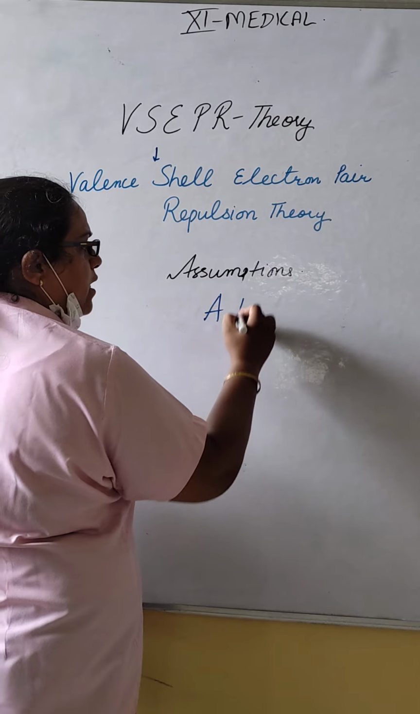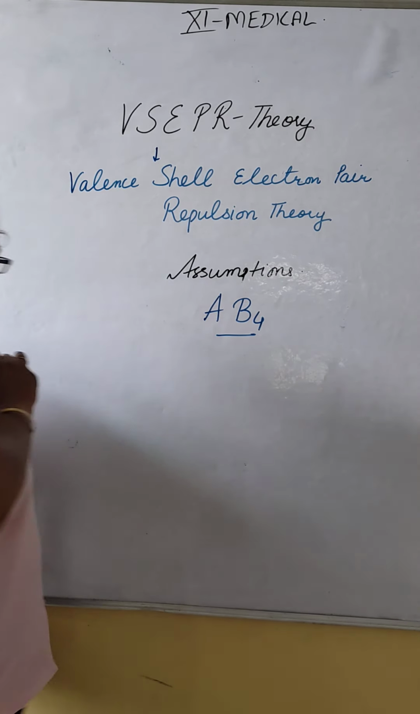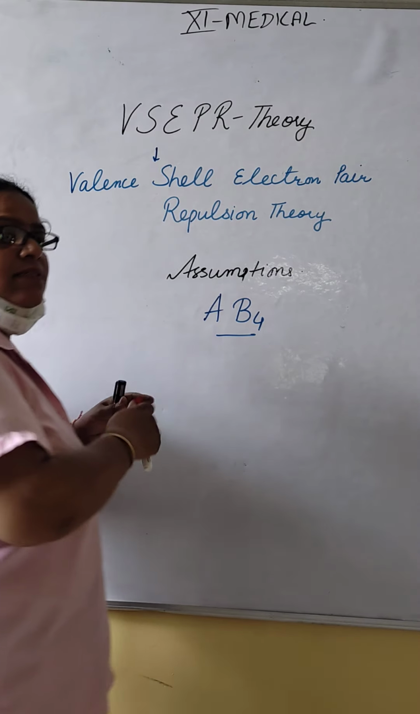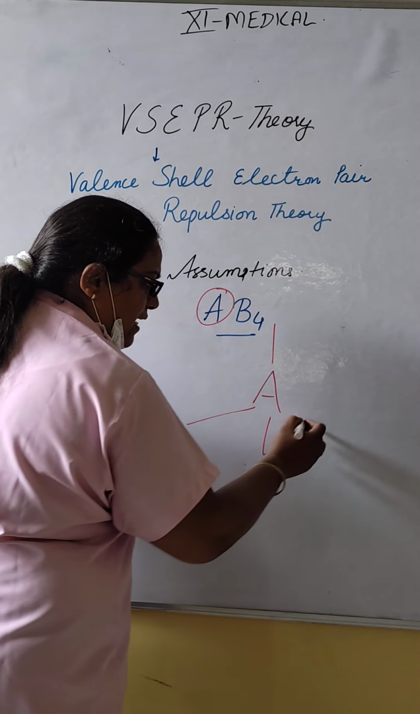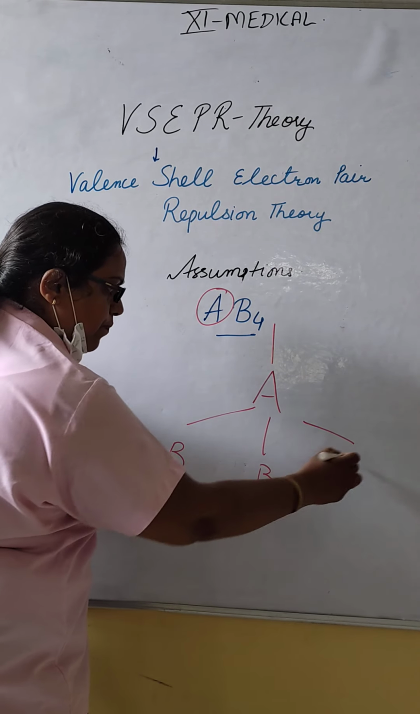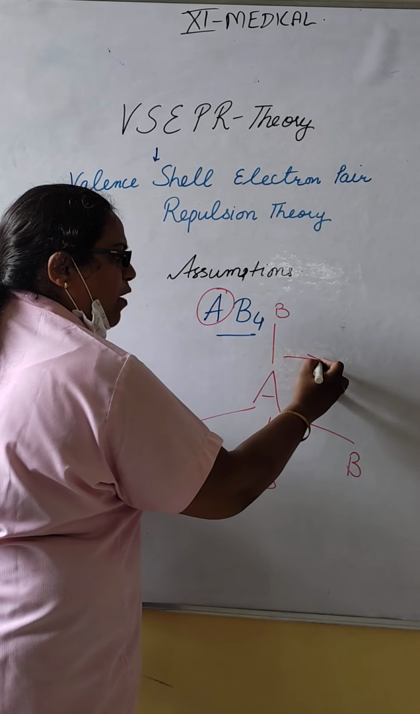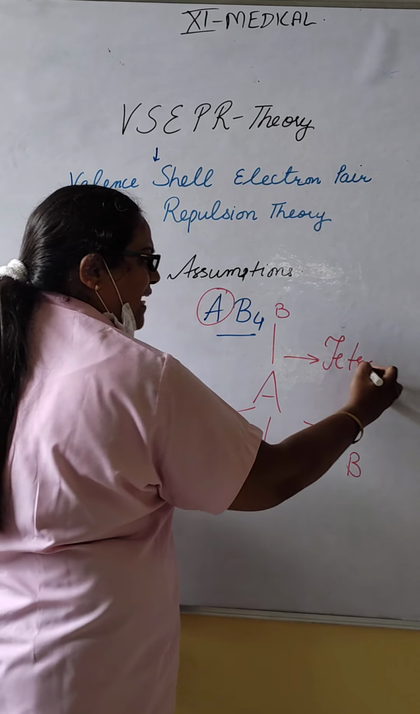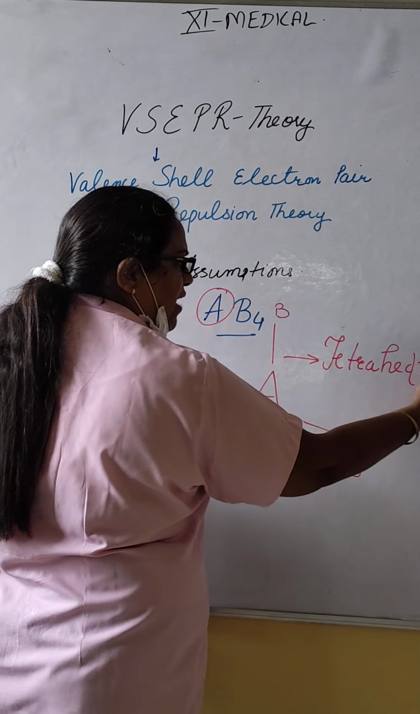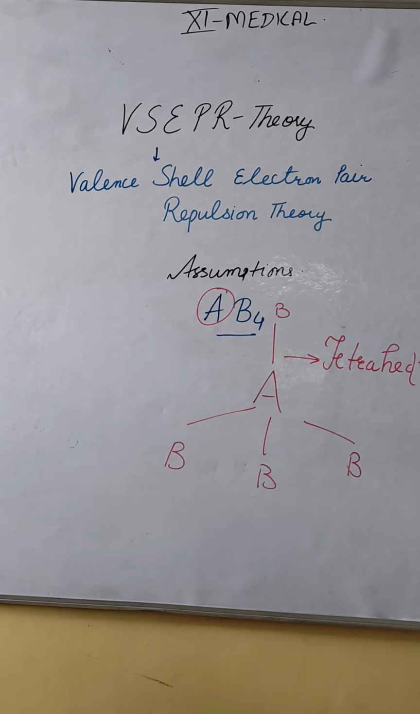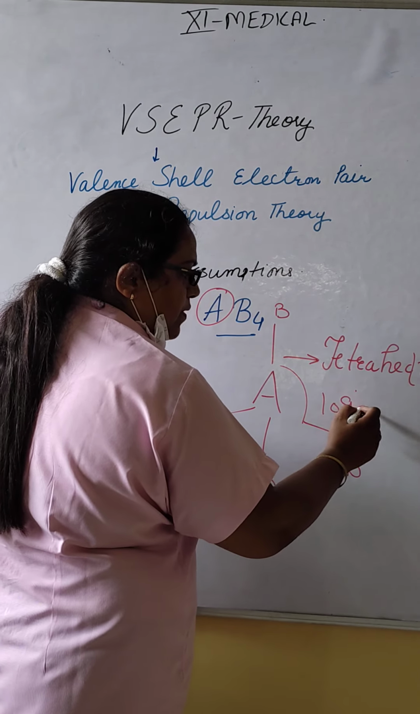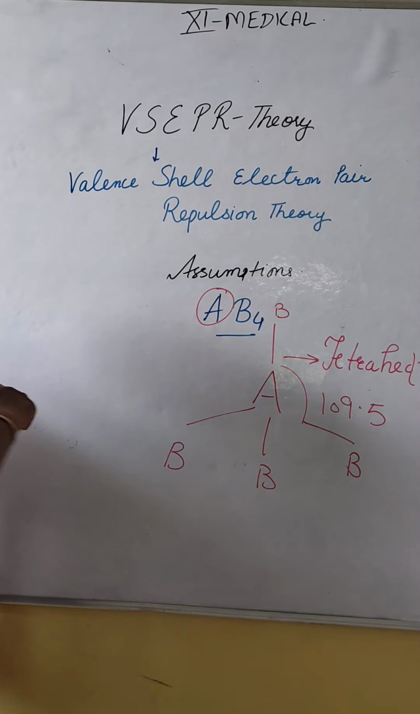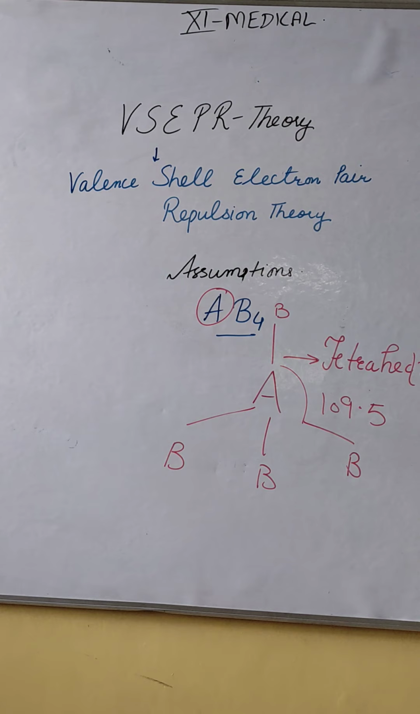Next is AB4. The central atom is A. Speak aloud. Other atoms are B. The name of this geometry is tetrahedral. What is it? Speak aloud everyone. Tetrahedral. In this the bond angle will be 109.5 degrees. In some books it is written 109 degrees 28 minutes. That is also correct.